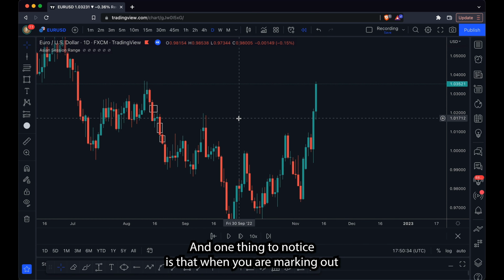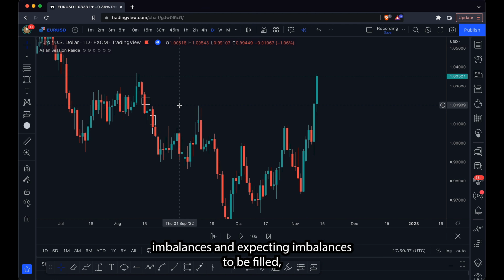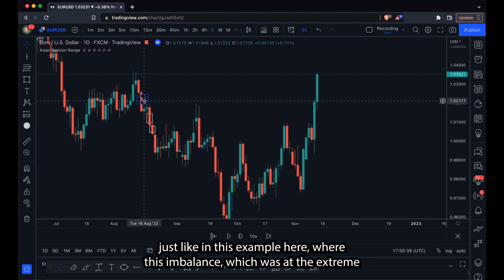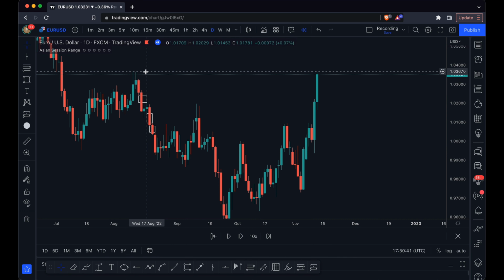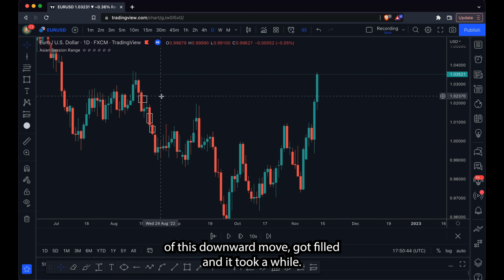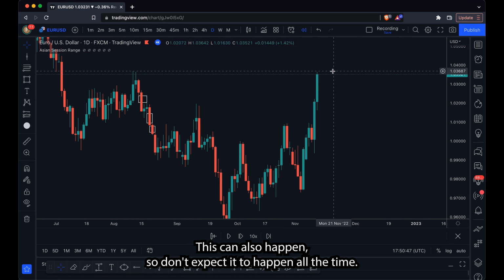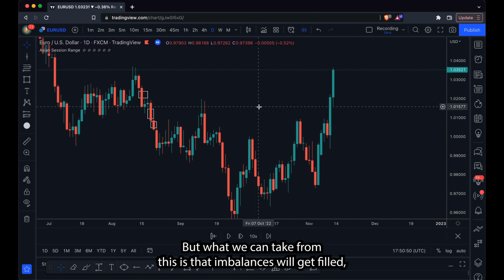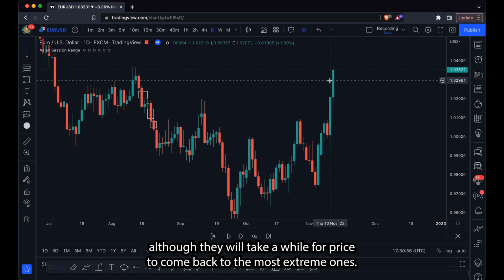And one thing to notice is that when you are marking out imbalances and expecting imbalances to be filled, just like in this example here where this imbalance, which was at the extreme of this downward move, got filled and it took a while, this can also happen. So don't expect it to happen all the time, but what we can take from this is that imbalances will get filled, although they will take a while for price to come back to the most extreme ones.